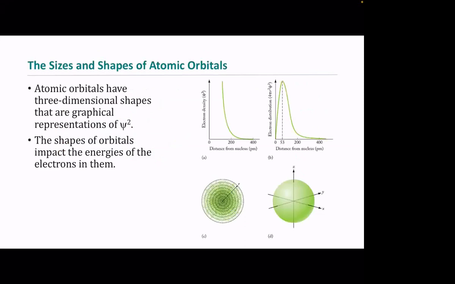I'm going to go through this a little bit quickly because I don't hold a lot of responsibility on this in the exam. You might see one multiple choice question from some of this. These are kind of like the statistical calculations. Atomic orbitals have three-dimensional shapes that are graphical representations of the psi-squared function. That's to give you the idea. The shapes of orbitals impact the energies of the electrons in them.